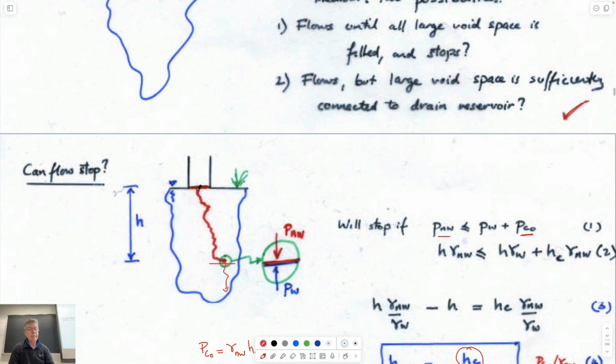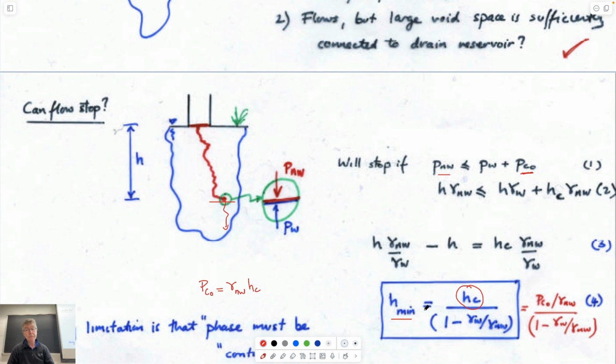But if the NAPL is already in the subsurface, then the height for it to invade is different from that. It's h sub c divided through by this factor. The unit weight of the non-wetting fluid, if it's a DNAPL, always has to be bigger than this, so this number has to be less than 1. So this number has to be overall less than 1. So this minimum height has to be bigger than hc. It's less than 1 in the denominator, and so this has to be bigger than hc. So how do we resolve that conflict?